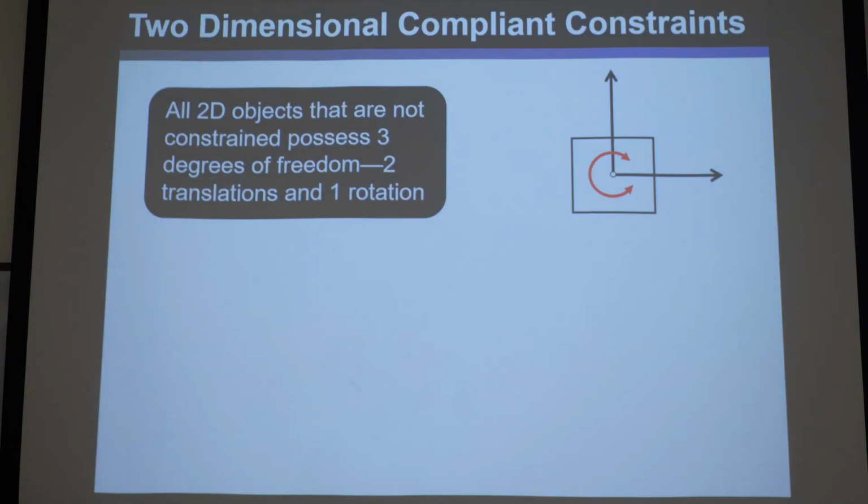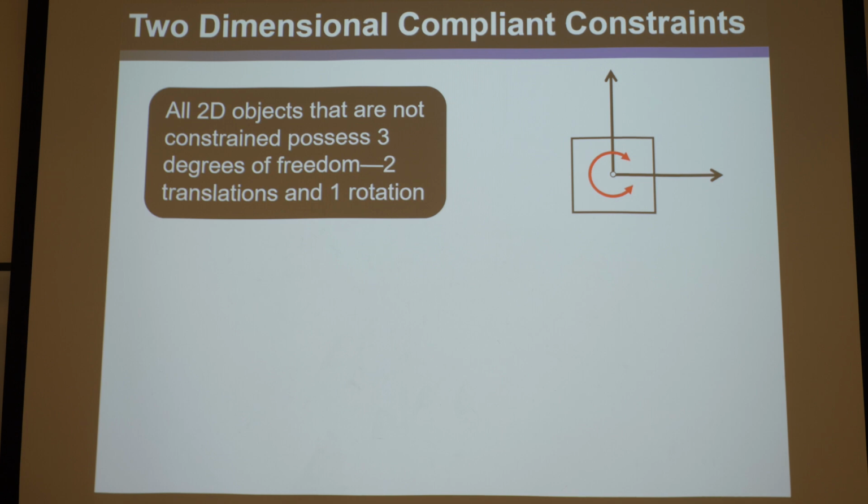Okay, so now, for the rest of this lecture, we're going to talk about these principles of constraint-based design. Okay, so principle number 1 is that all 2D objects that are not constrained possess 3 degrees of freedom.